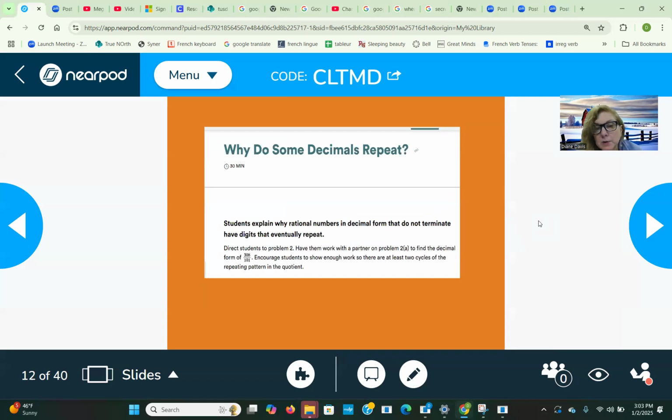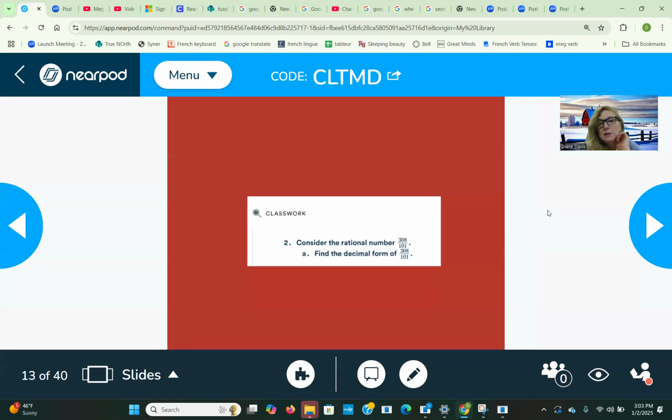So now I'm going to direct you to problem 2 and have you work with a partner on problem 2A to find the decimal form of 308 over 101. I'm going to encourage you to show enough work so there are at least 2 cycles of the repeating pattern in the quotient. So we have 308 divided by 101. Pause the video and we'll give you time to work with a partner.